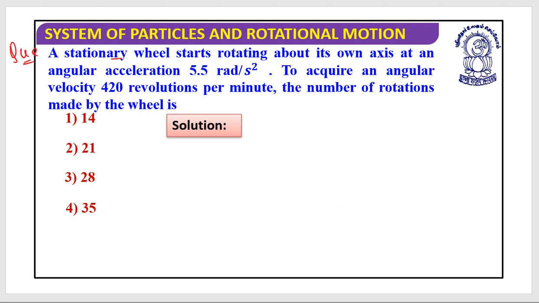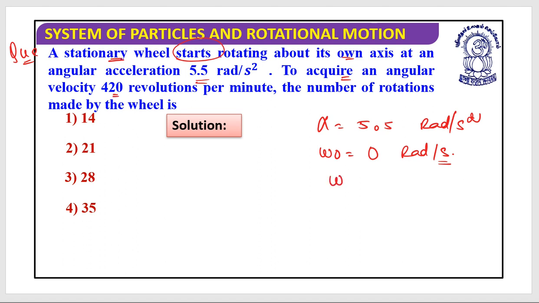The question says that a stationary wheel starts rotating about its own axis at an angular acceleration alpha, which is 5.5 radian per second square. One more piece of information: it starts with omega naught equal to 0 radian per second. It acquires an angular velocity omega, which is 420 revolutions per minute.